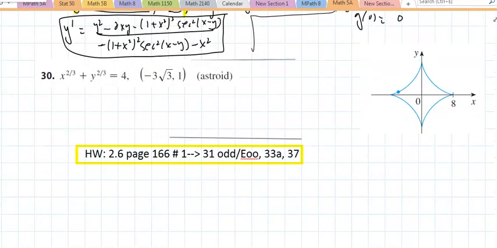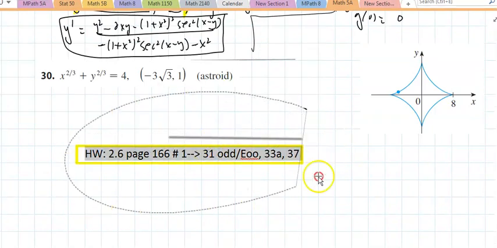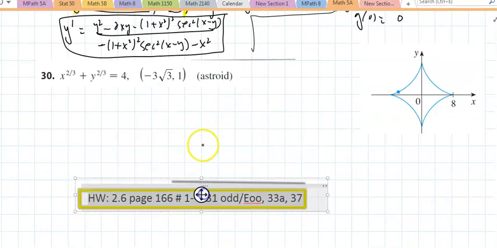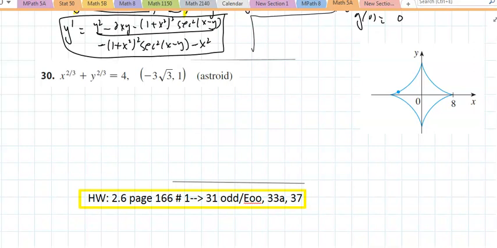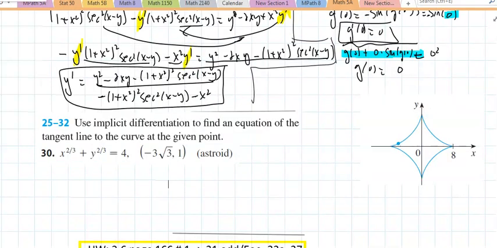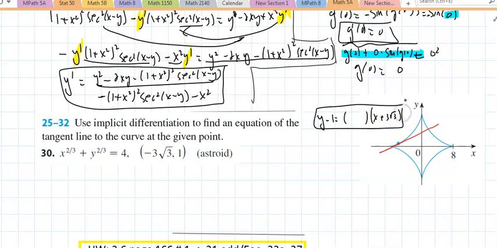Last problem I want to look at is number 30. I'd like to work out this and see what they want. Okay, with all the excitement. Let's find the equation of a tangent line, and if you look at the tangent line, they're trying to find the equation of that line. Well, I know that's y minus y1 equals m times x minus x1. There we go. These are famous problems in the book.